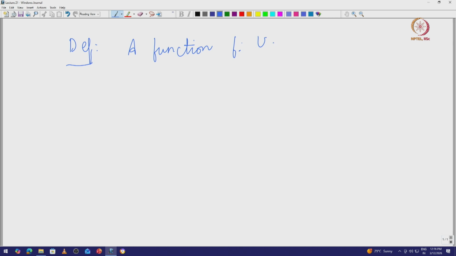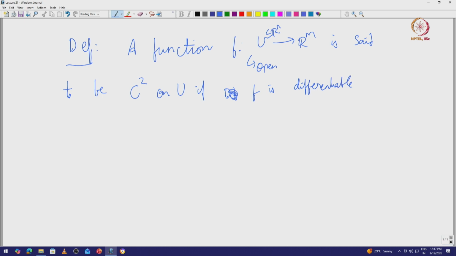A function f from U to Rm, where U is open, let's say this is in Rn, is said to be C2 on U if, first of all, f is differentiable on U, and the derivative, when treated as a function from U to Rm times n, is C1 on U.